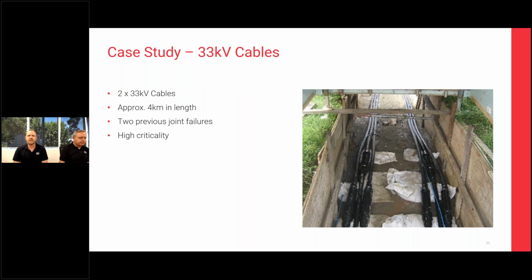Within that 5 years, this industrial site had suffered 2 previous joint failures. The cables are highly critical to the plant because they're the only feed to the plant. So if either of these 2 cables goes off, the plant is off. EA Technology was asked to come and diagnose whether there was still PD on the cables, and we ran a series of tests. We're going to go through those tests now.